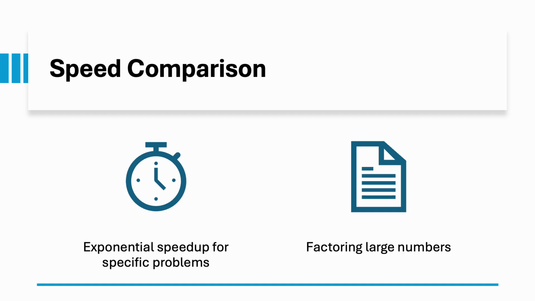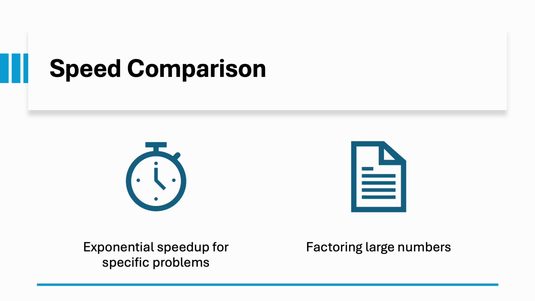For classical computers, some problems grow in difficulty so fast that even a small increase in problem size makes them impossible to solve in any reasonable time. A problem that takes 1 second with 10 pieces of data might take 1000 seconds with 20 pieces, 1 million seconds with 30 pieces, and longer than the age of the universe with 100 pieces.